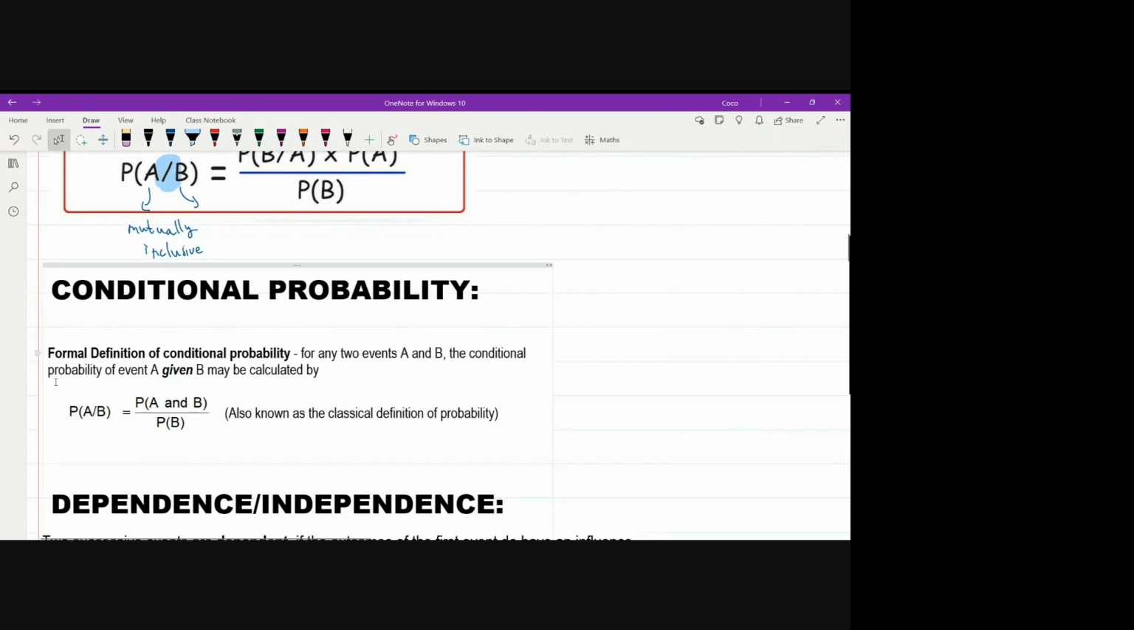Okay, there we go. Formal definition of conditional probability. For any two events A and B, the conditional probability of A given B may be calculated by this. Okay, so I want you guys to have a look here. This is the probability of A and B over the probability of B. And we're going to be looking at that in a little bit more detail as we go along. But for now, please just take a screenshot of this and I'll explain it a little bit further as we keep going. Okay.